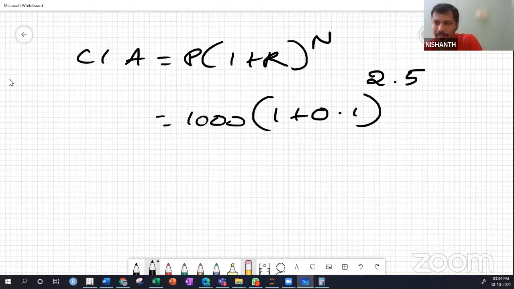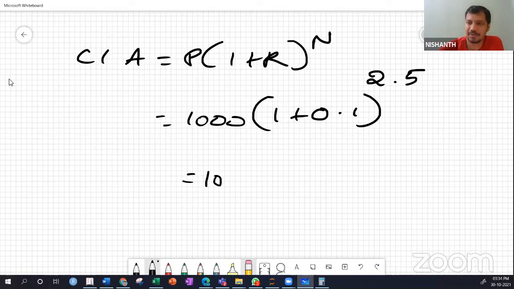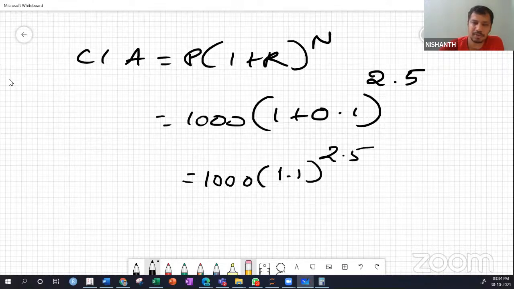Calculate for n equals 2 and n equals 3, then select the middle value in the options. That is, 1.1 to the power 2 and the square root of it. What did you say? 2.5 into 12 months? No, 2.5 years. My concern is that I cannot find the power of 2.5 in the calculator. Right, this is the problem.